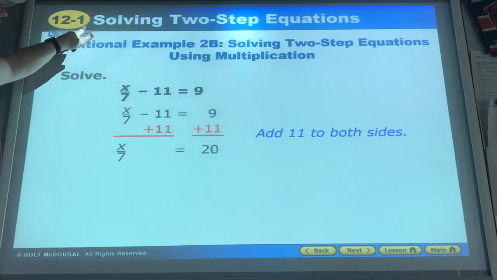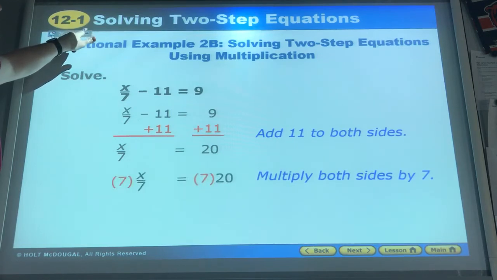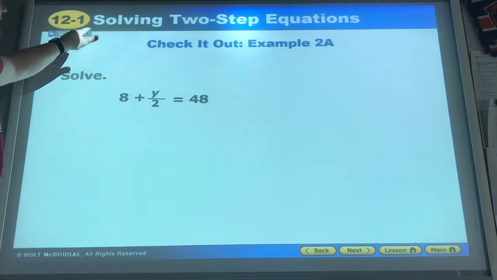X over 7, or X divided by 7 equals 20. We use multiplication, which is the inverse operation, and we get X equals 140.